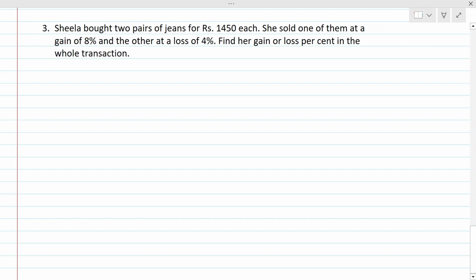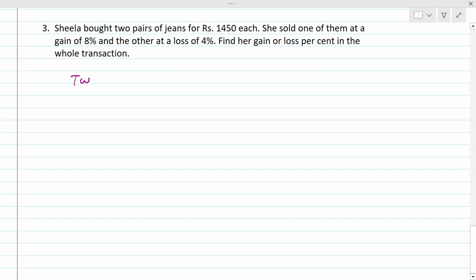So now, on seeing this problem only, we know that Sheila will get a gain only because both pairs of jeans are of the same price, and one was sold at a gain of 8% and another one was sold at a loss of 4%. That means there will be something in between, some gain only will be there. But directly we cannot calculate. We have to do the entire calculation to find the whole transaction gain or loss percentage. So now how to do this?